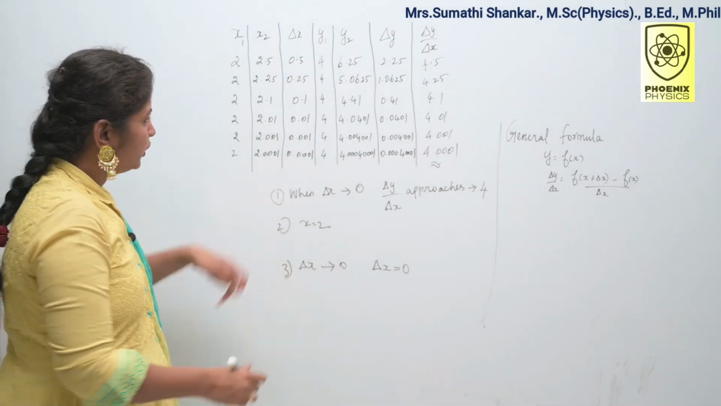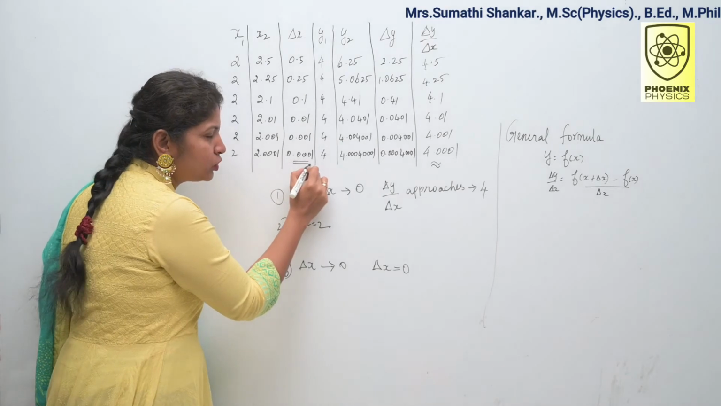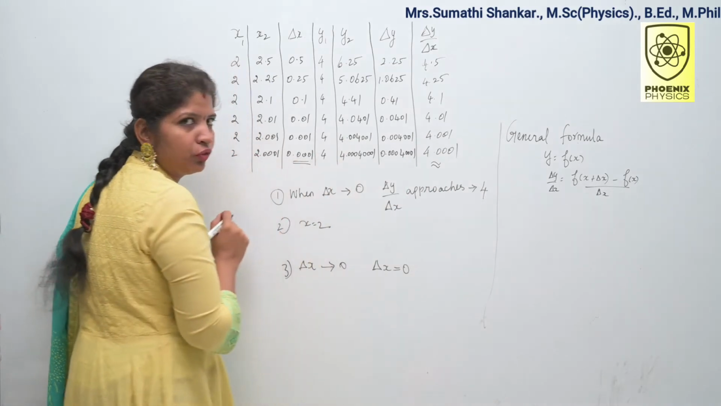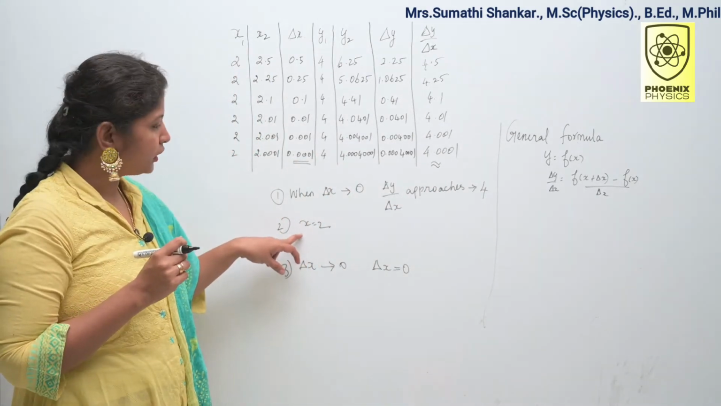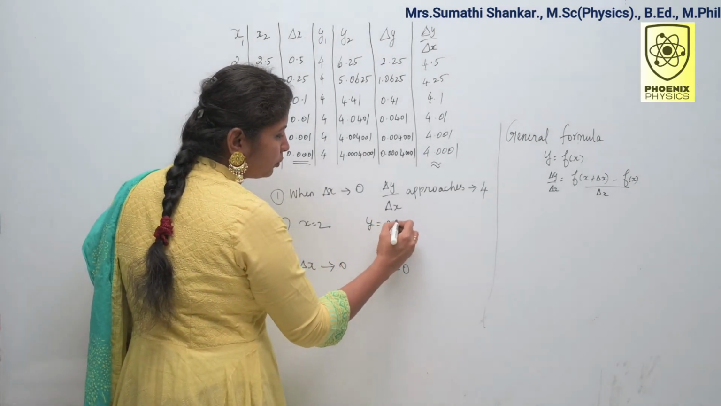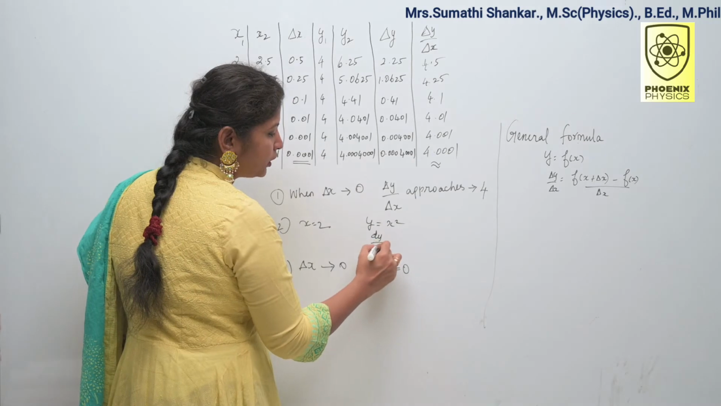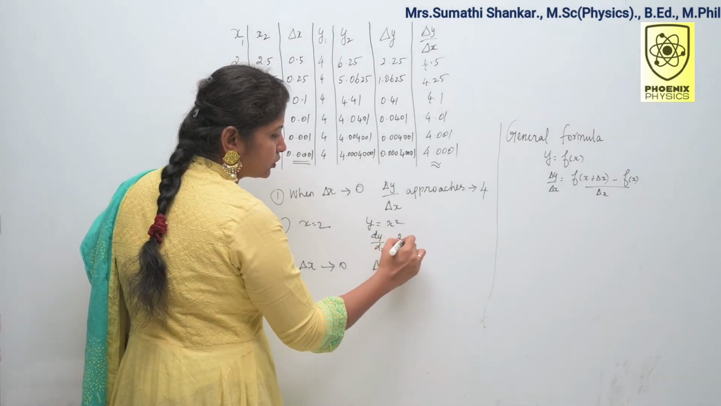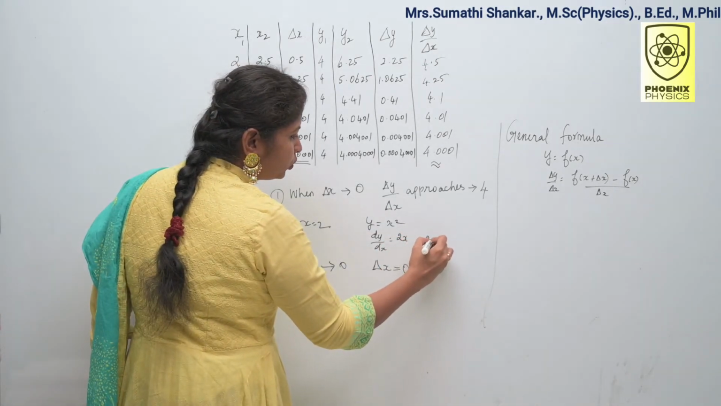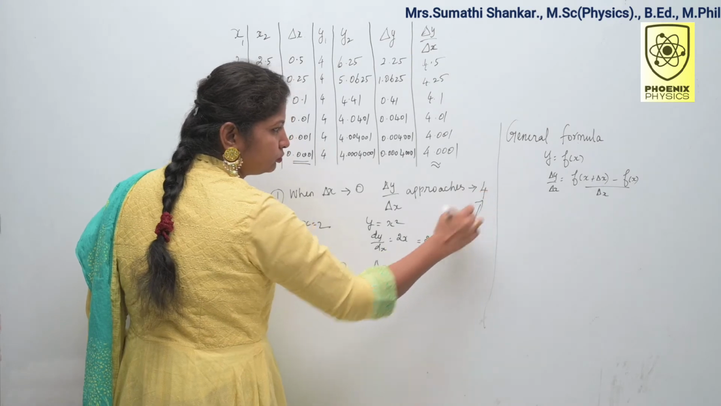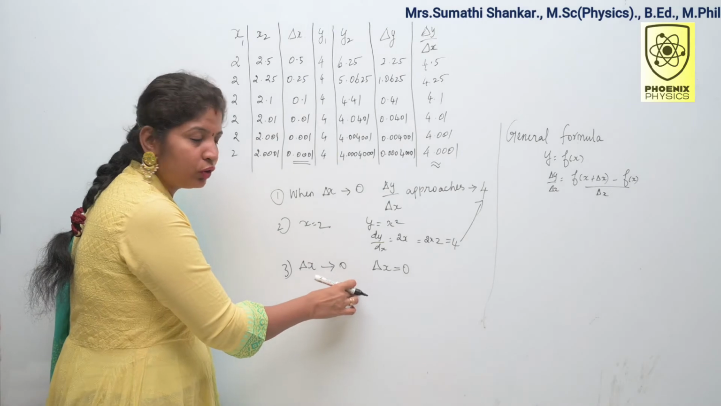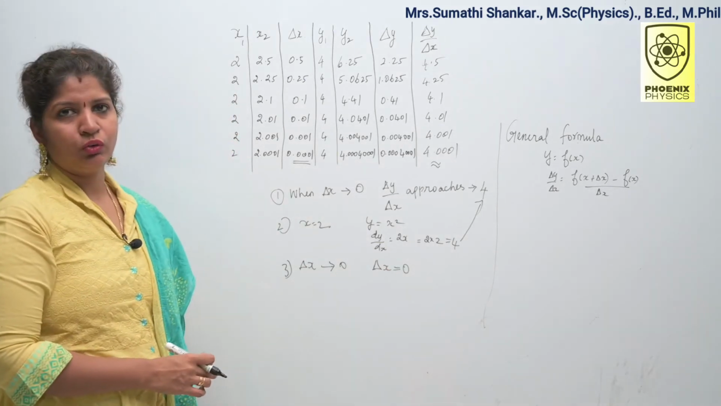This point is clear. When delta x tends to 0, delta y by delta x approaches 4. What is given? The x value is given, that is x is equal to 2. y is equal to x square means, how do you find out dy by dx? That is 2x. x is given, x is equal to 2. Substitute the value, 2 into 2, 4. So the important point is, when delta x tends to 0, it does not equal 0.